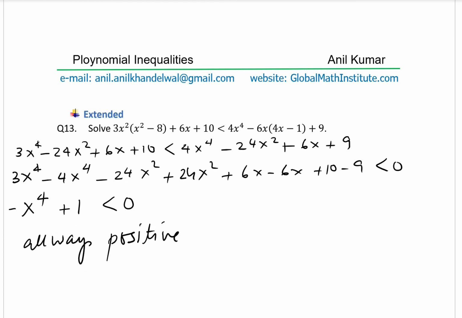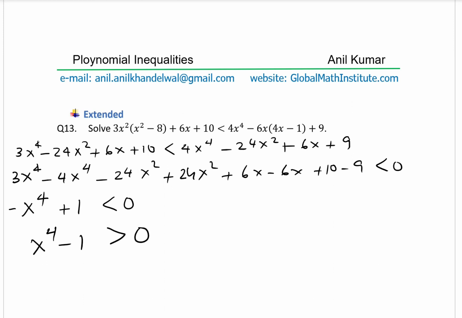Okay, so that is okay. I didn't notice. It is minus x to the power of 4, right? Minus x to the power of 4. So we can just multiply by negative. So we get x to the power of 4 minus 1 is greater than 0.